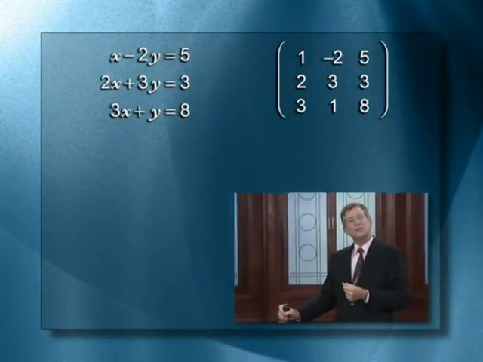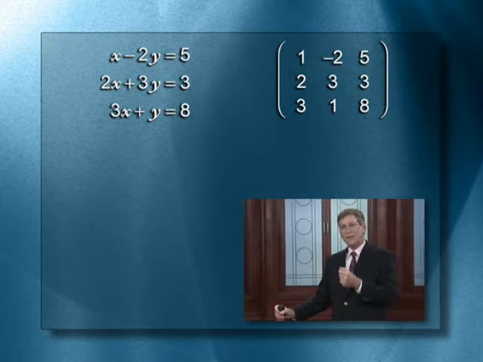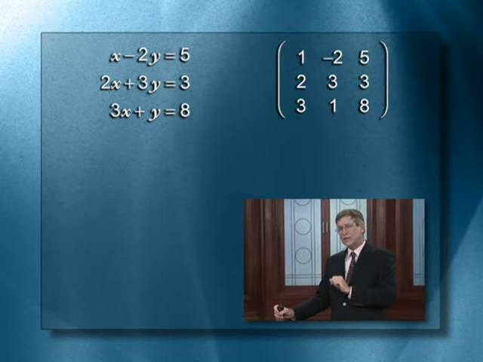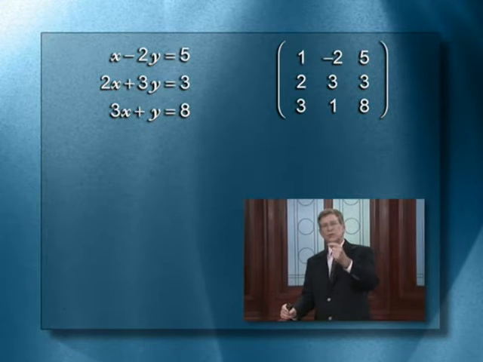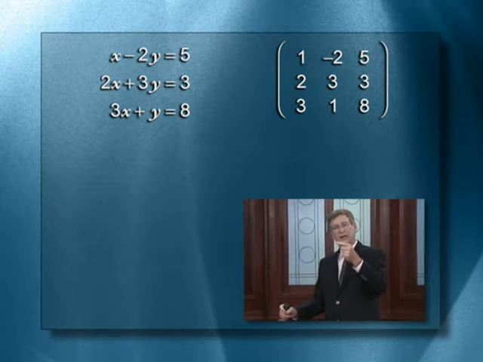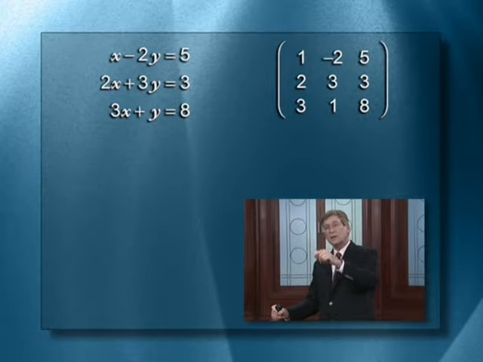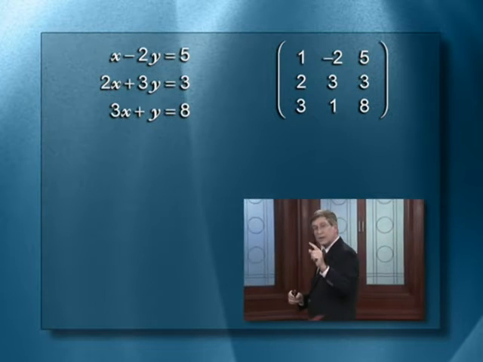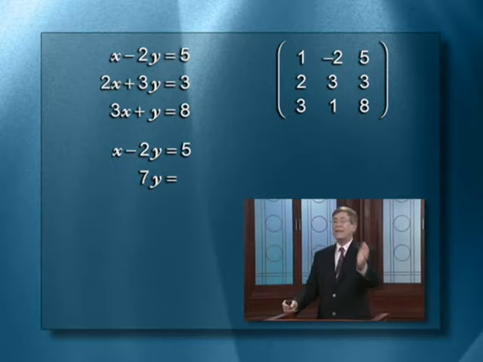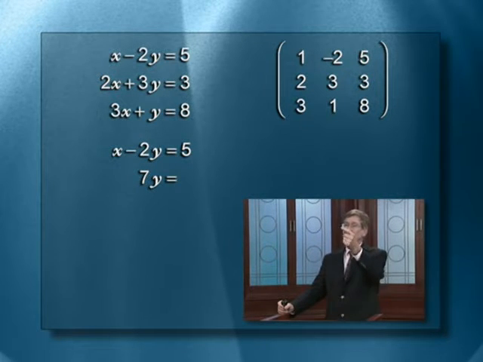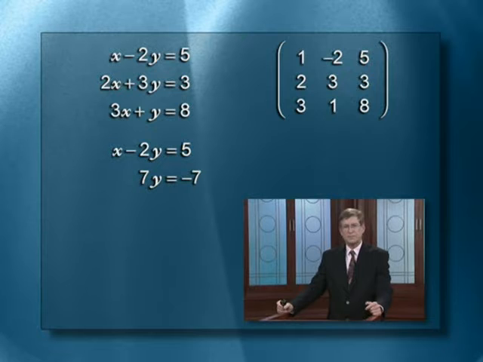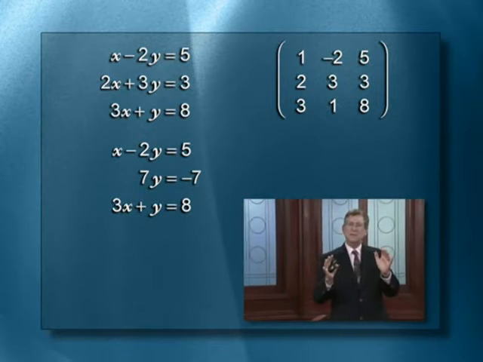All right, let's do the Gaussian elimination steps and do them simultaneously with the matrix representation. What would the first step be with the system? Well, to eliminate the 2x in the second equation, I'd multiply the first equation by minus 2 and add it to the second equation. So I would get minus 2x plus 2x, which is 0x, minus 2 times minus 2y is 4y plus 3y is 7y, and the constant term, minus 2 times 5 is minus 10 plus 3 is minus 7.